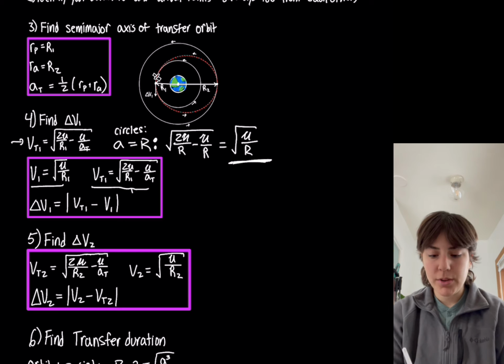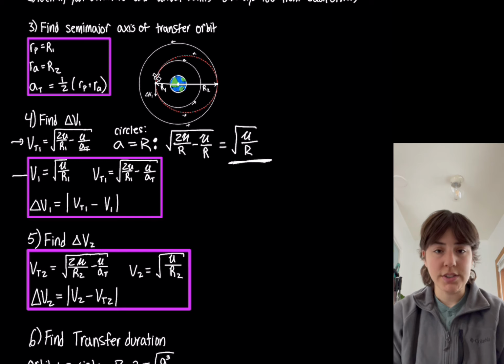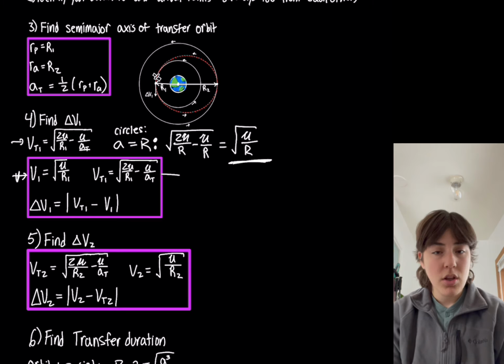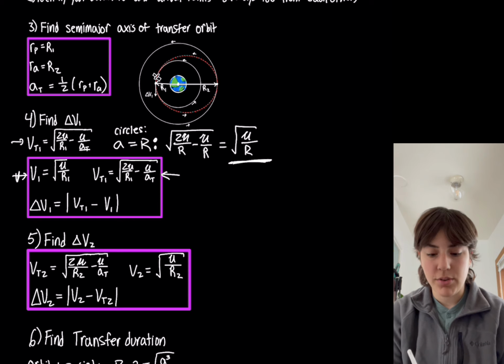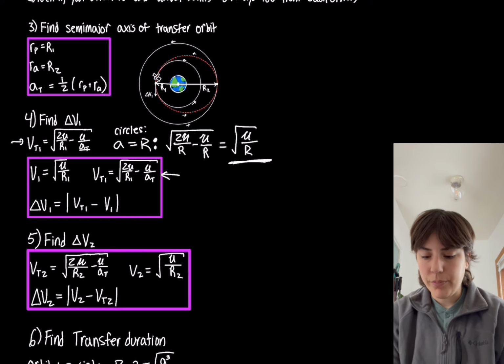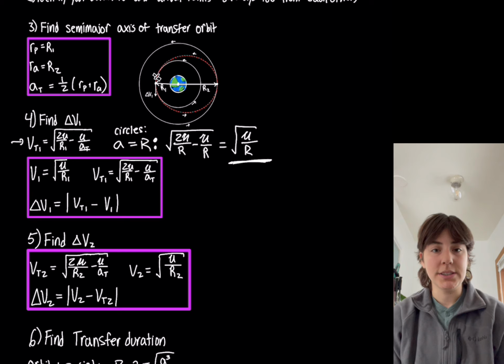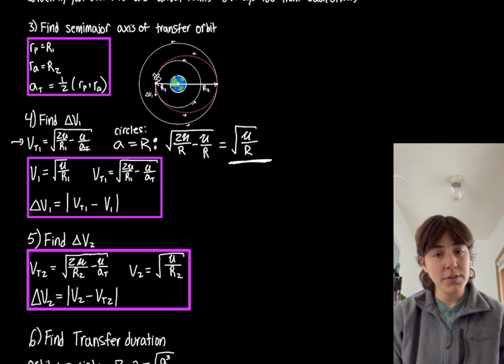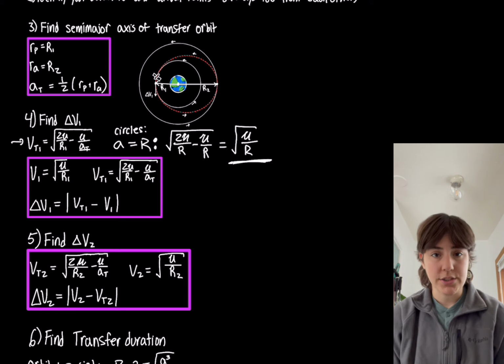So right before the burn, the velocity of the satellite would be equal to this, and right after the burn, the velocity of the satellite would be equal to this, and that is the initial velocity on the transfer orbit right there. So then we need to subtract them and take the magnitude for the change in velocity needed to get from the first orbit into the transfer orbit.